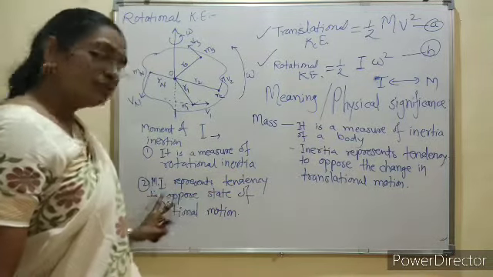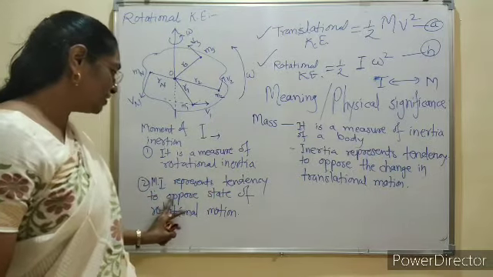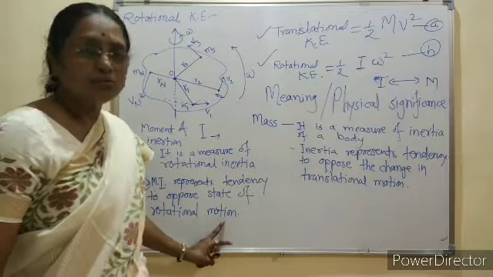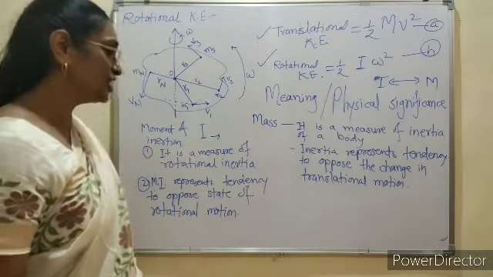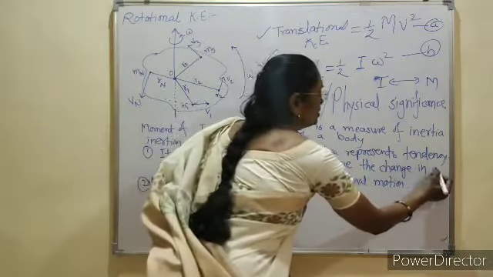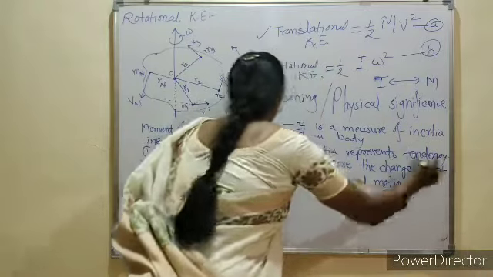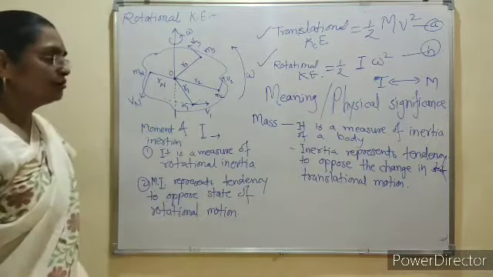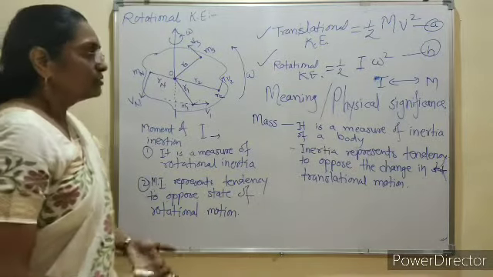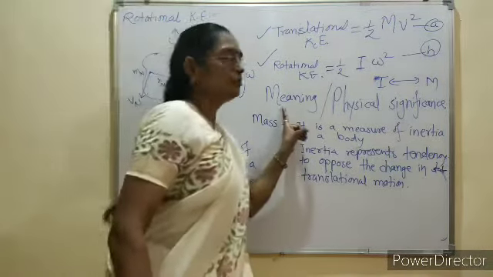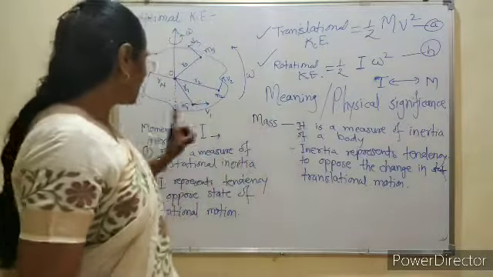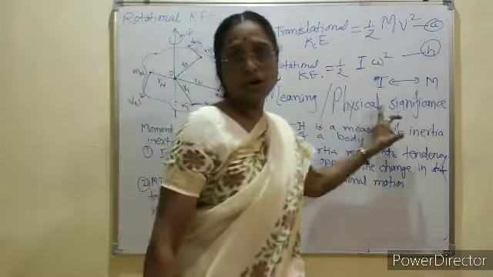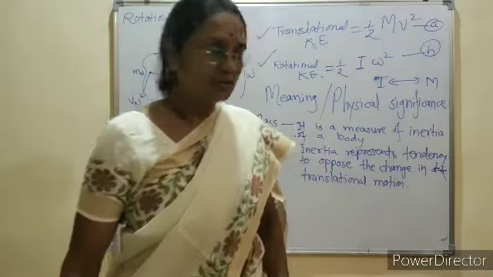It represents the tendency to oppose the change of rotational motion. Change in state of rotational motion. So this is the simple meaning of mass and moment of inertia. It is called the physical significance.